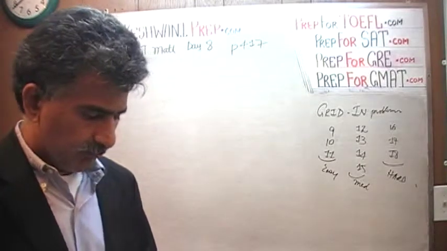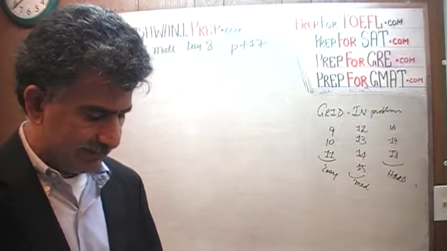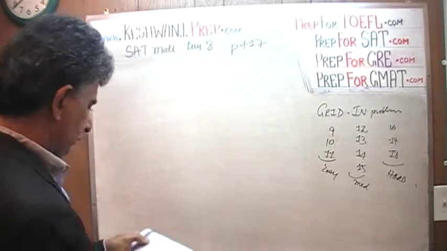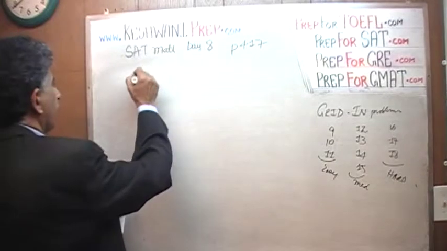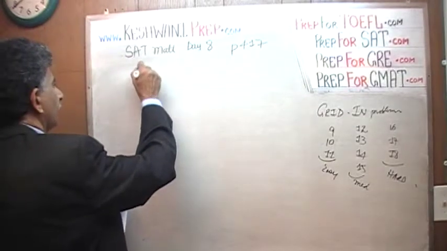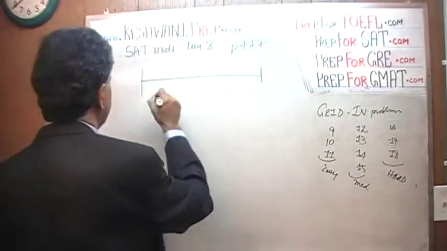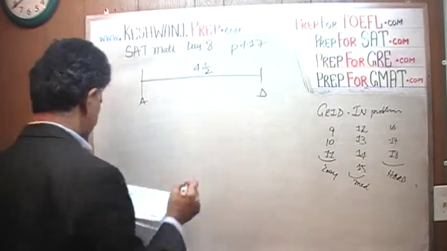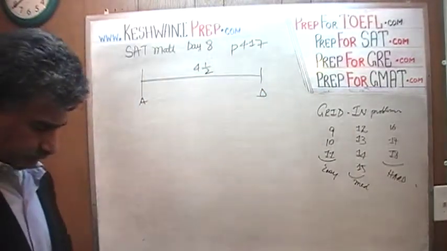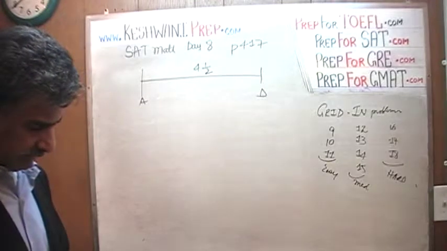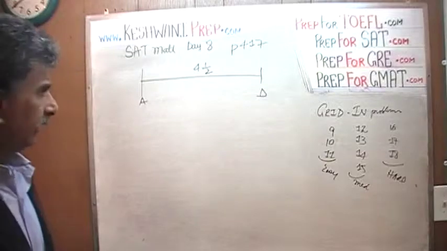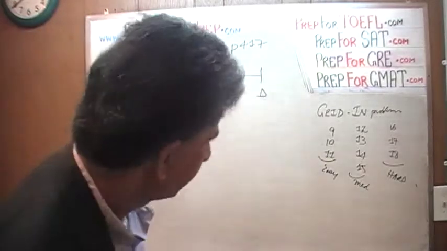5 different points A, B, C, D, and E lie on a line in that order. We are told that the length of AD is 4.5, and the length of BE is 3.5. We're going to make a note here.